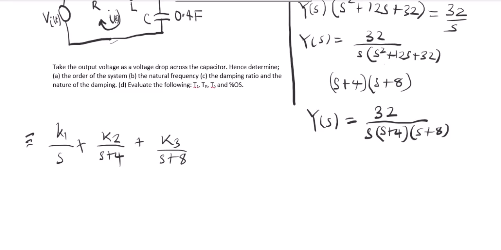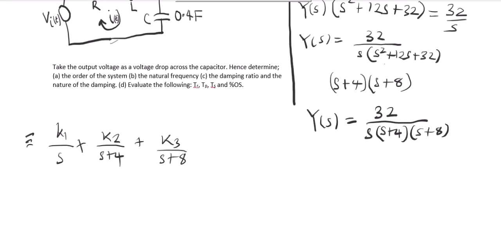So if we can solve these three constants, k1, k2, k3, then we can easily use the table in the slide that Ms. Chungulu already explained, and then we can just use it to see what the constant, for instance, the constant over s plus 8, how does it stand in the time domain.